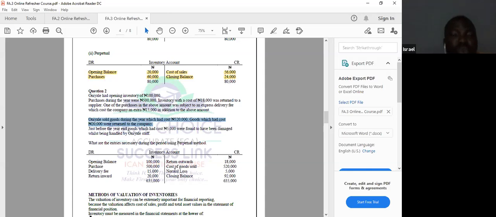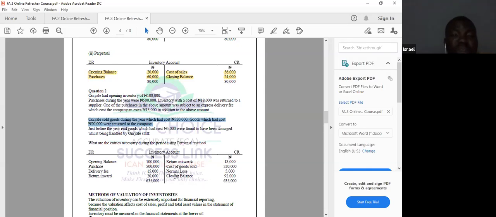Oniyale sold goods during the year which cost 520. Goods which had cost 20,000 were returned to the company. They are returned to the company, and this is what we call return inward. We value what we have sold before and later returned to us. That is what we call return inward.